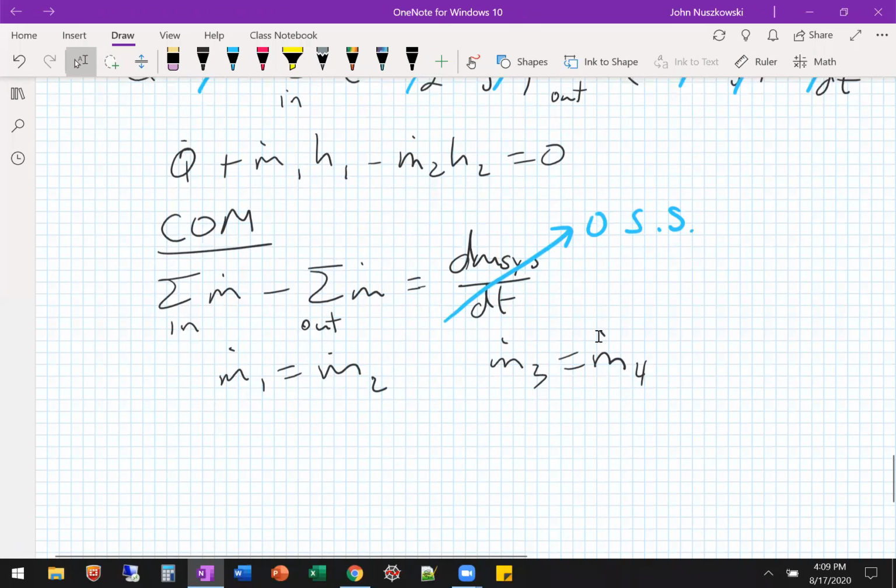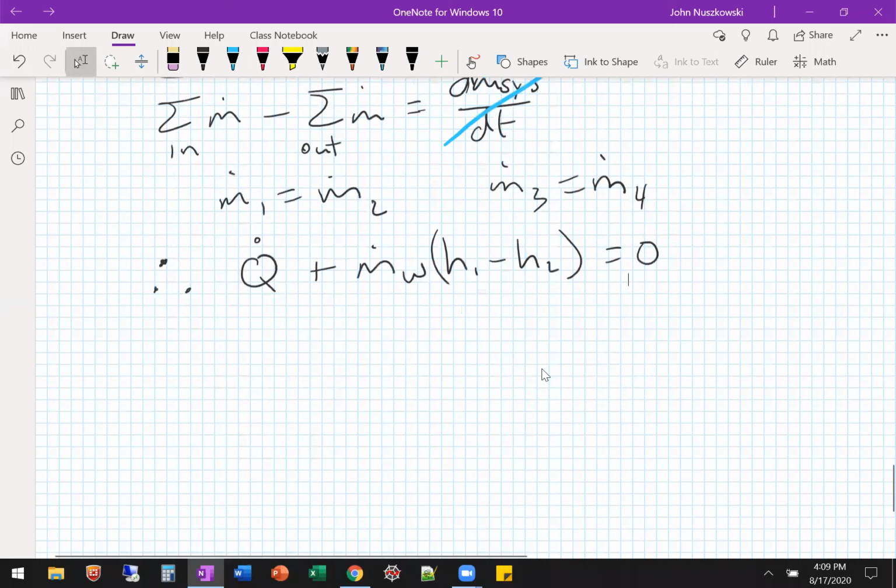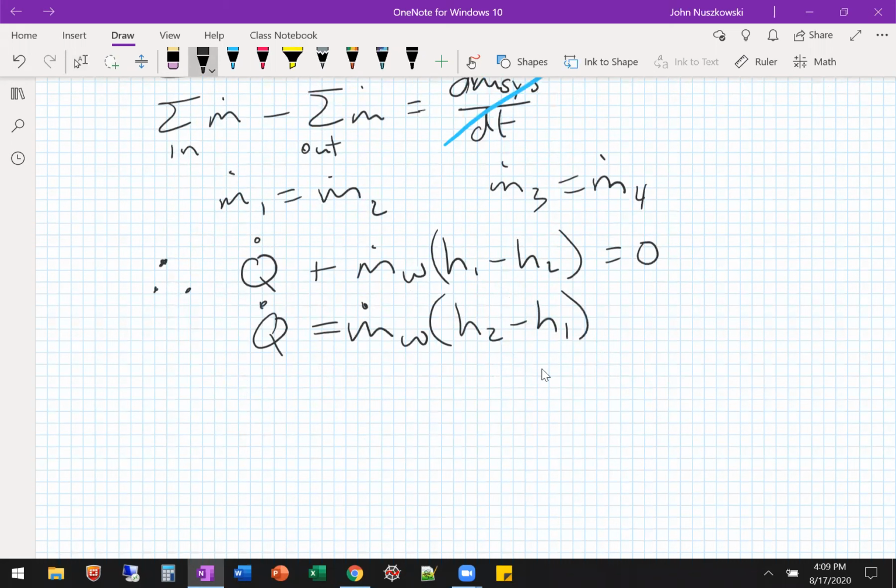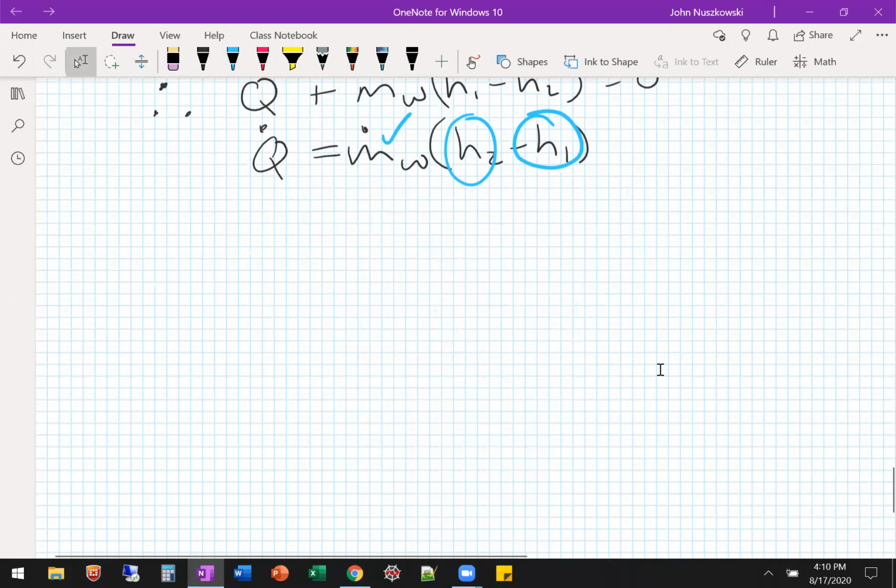All right, so if we apply that and move that around, we are looking for the heat transfer, right? So we have that on the left. We have the mass flow rate of water. We've got to figure out our enthalpies. And there's actually two ways of doing it for this part.